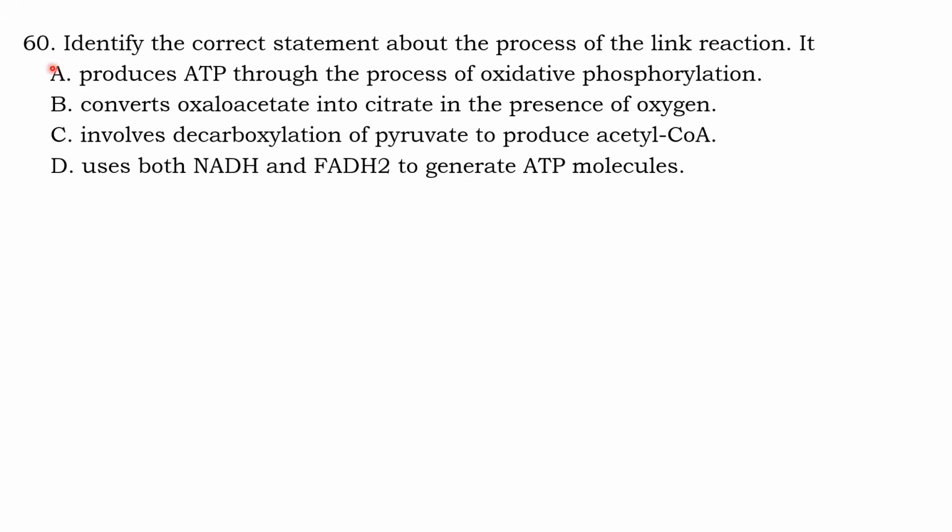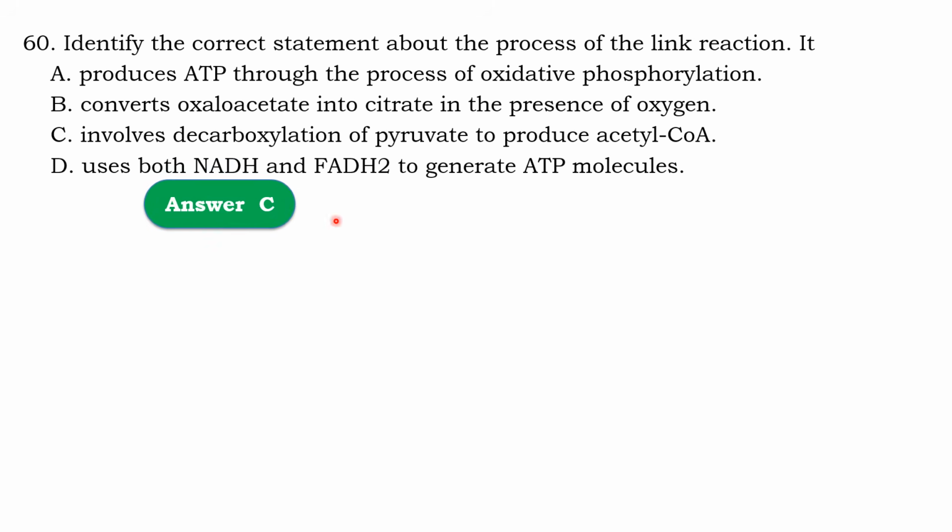Question number 60: Identify the correct statement about the process of link reaction. A. It produces ATP through the process of oxidative phosphorylation. B. It converts oxaloacetate into citrate in the presence of oxygen. C. It involves decarboxylation of pyruvate to produce acetyl coenzyme A. D. It uses both NADH and FADH2 to generate ATP molecules.